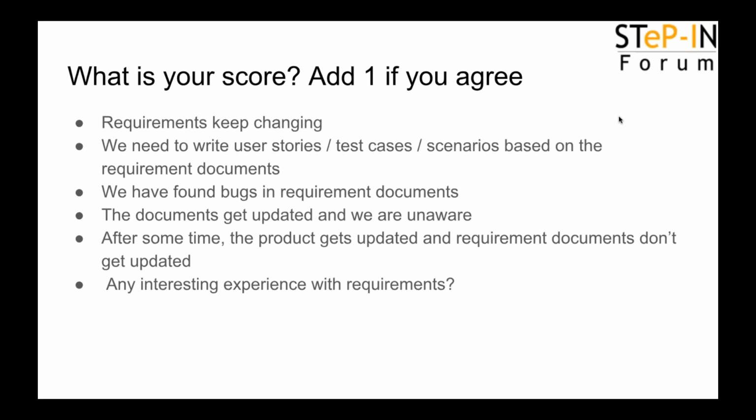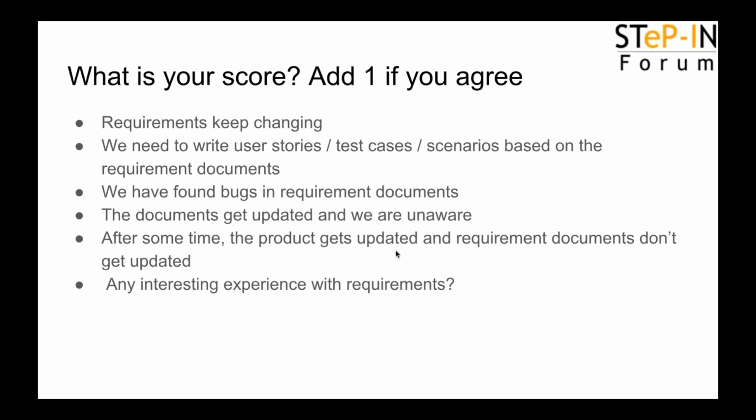Okay. So all of this is quite common, right? Seeing the scores, I can clearly say it's all quite common. Requirements keep changing. We are used to that. We need to write our test cases or the user stories or the test scenarios based on the documents. Sometimes we have also found bugs in the requirement documents, and the documents get updated and we are unaware. Very challenging situation. You think you have the updated document, but no, you have a 2 weeks old document, and the product has been updated based on the latest document.